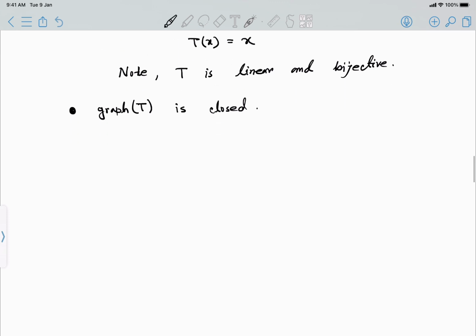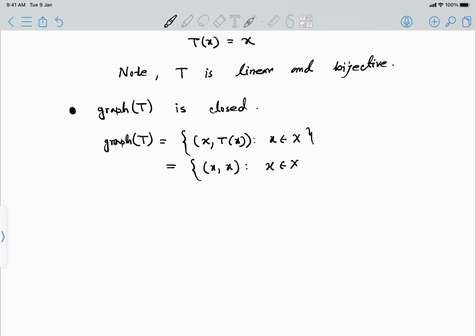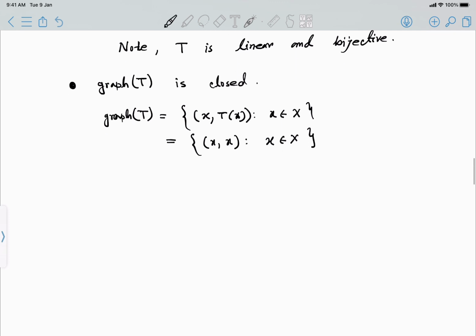So why is the graph of T closed? What is the graph of T? It is (x, Tx) such that x is in X. Closed means we have to check that if you take a sequence from here that converges to some point, then the limit point should be in this set.